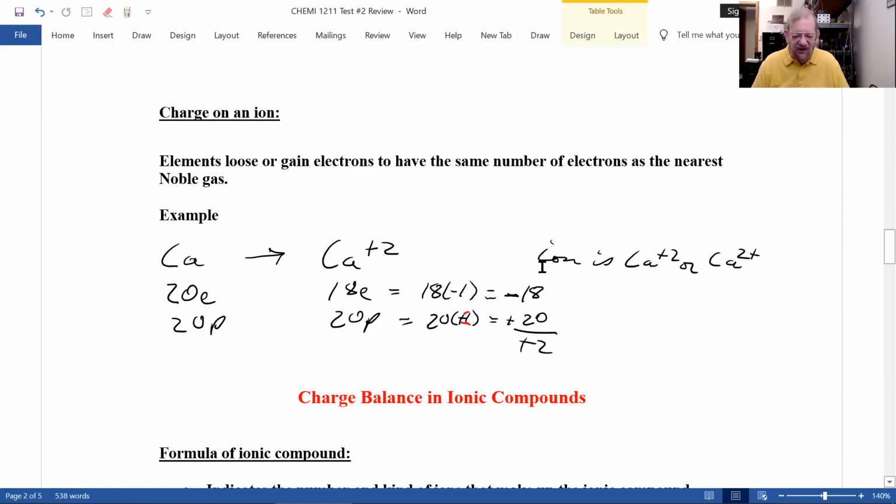And if I ask draw the ion, what ion does calcium form? You show the chemical symbol, then to the right superscript, you put the charge. And I like doing the old fashioned way, putting the number first, then the charge, plus. Now, when it's a +1 or -1, you just show the sign, no number.